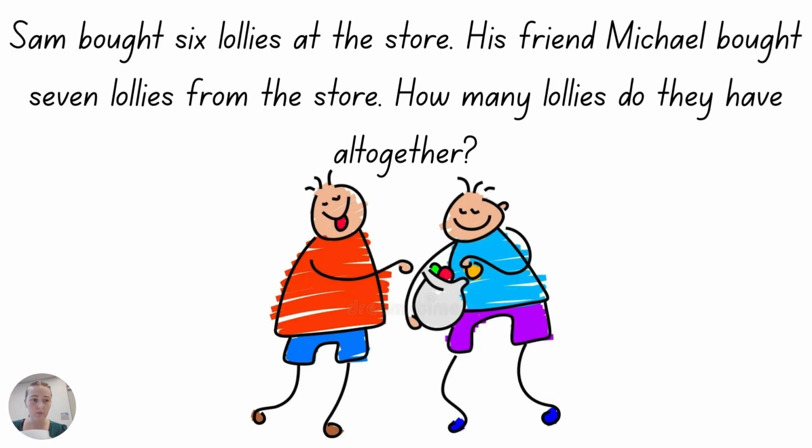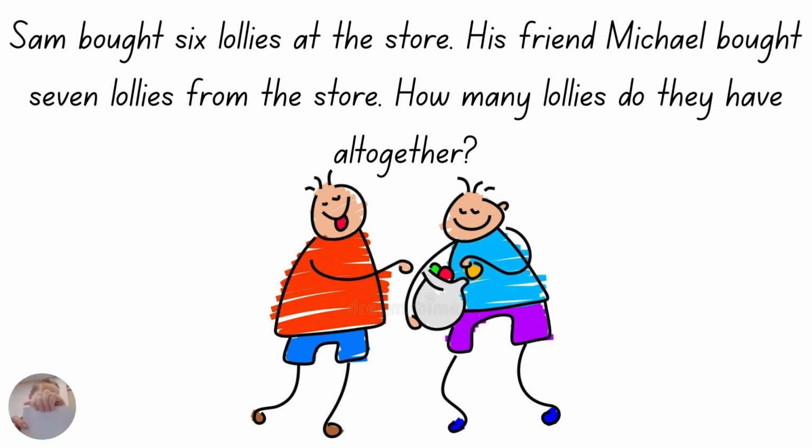Okay? So if Sam has bought 6 lollies from the store, and his friend Michael bought 7 lollies from the store, we need to figure out how many lollies they have altogether. Now you can keep the answer if you already know it in your head, but we're going to do it in a much easier way.